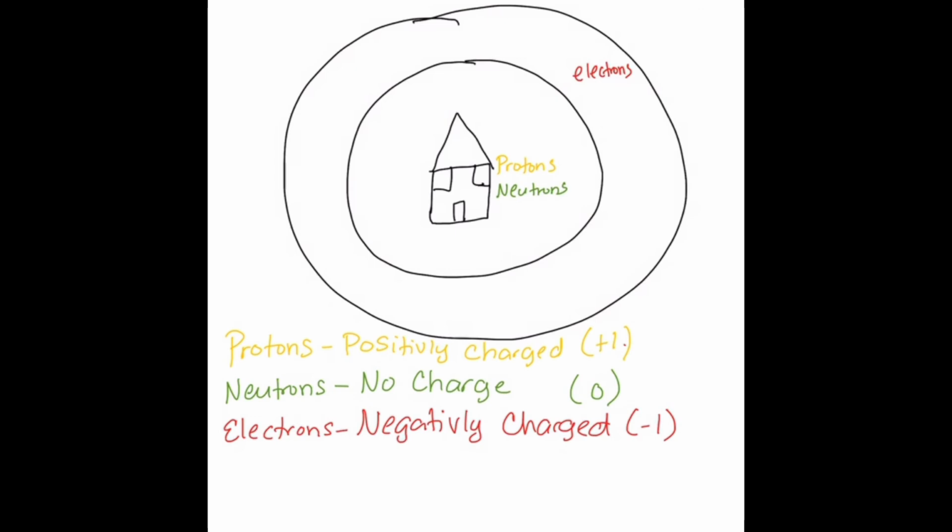So your electrons again, outside. And keep in mind too that your electrons are really tiny, so they don't carry most of the mass. Most of your mass is going to come from your protons and your neutrons. So your protons and your neutrons together are going to be your atomic mass. And your protons by themselves make up your atomic number, which we'll be discussing more later.